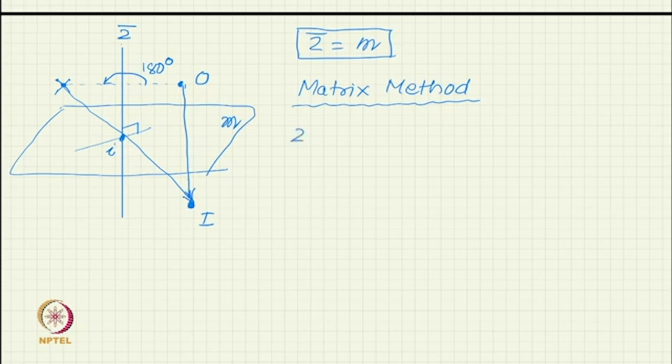So, two-fold roto-inversion. Let us select the I itself as our origin. So, I is the origin, and let us choose x and y axes in the plane perpendicular to the axis and z parallel to the axis.